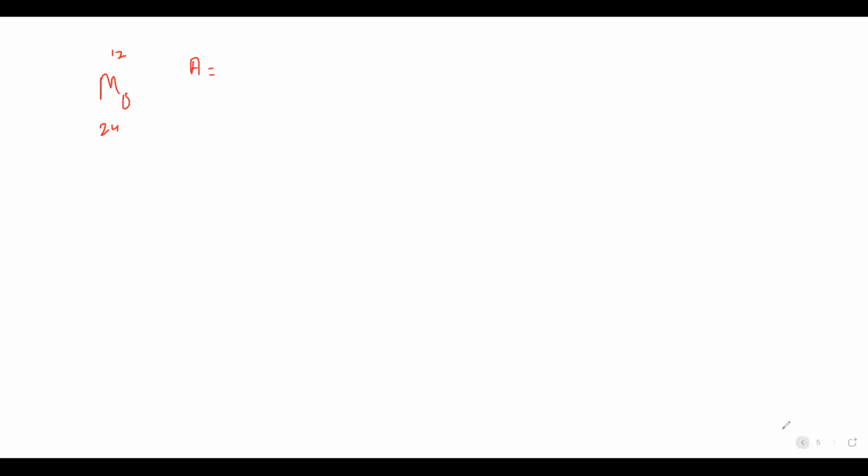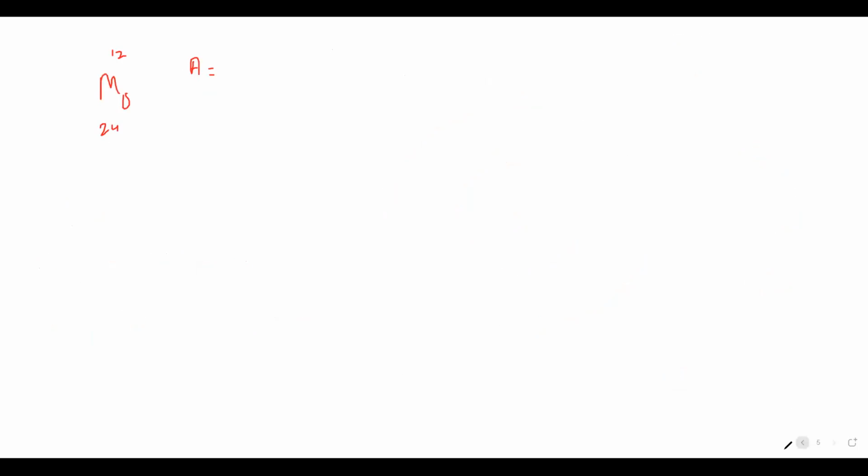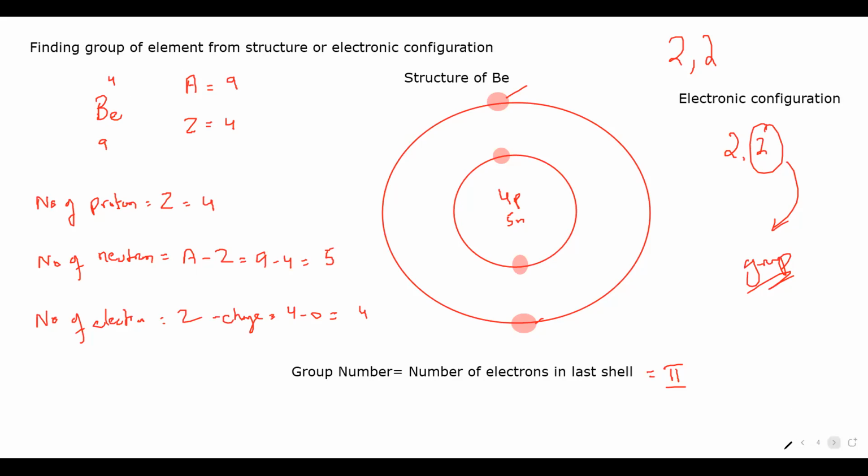Electronic configuration means how many electrons are arranged in each shell. So why it is written 2, 2? As we discussed in the last class, that first shell, how many electrons are there? 2. So I write 2. Then comma, then second shell, how many electrons are there? 2. So electronic configuration is 2, 2. Yes, the total number of electrons in the last shell always represents the group of an element in a periodic table.